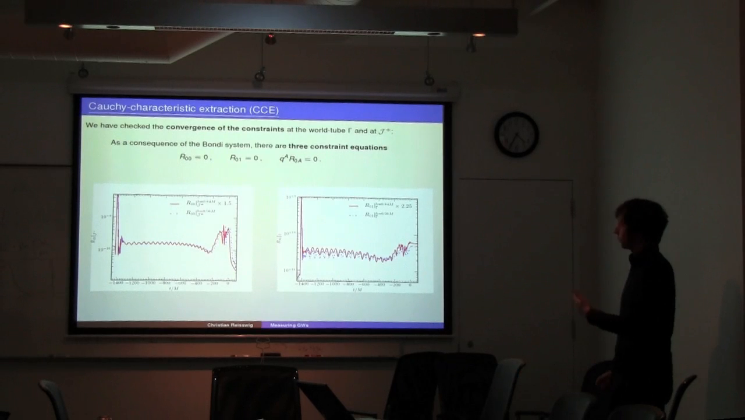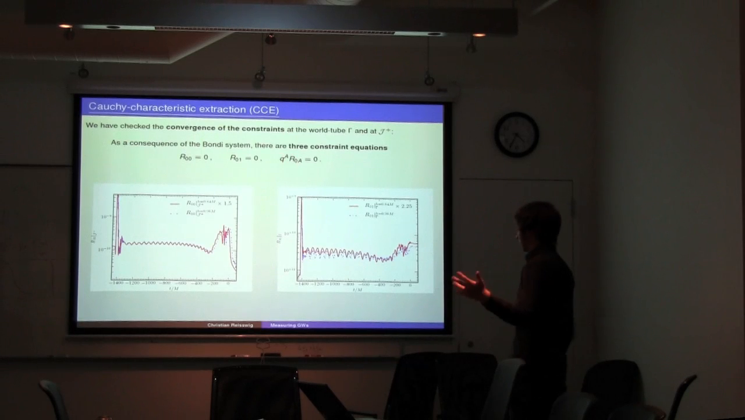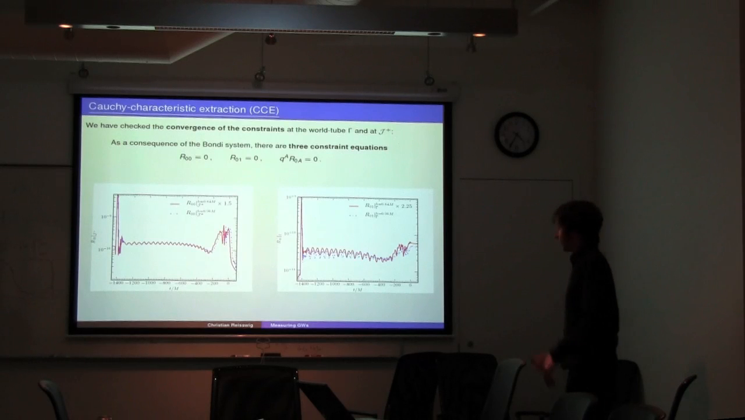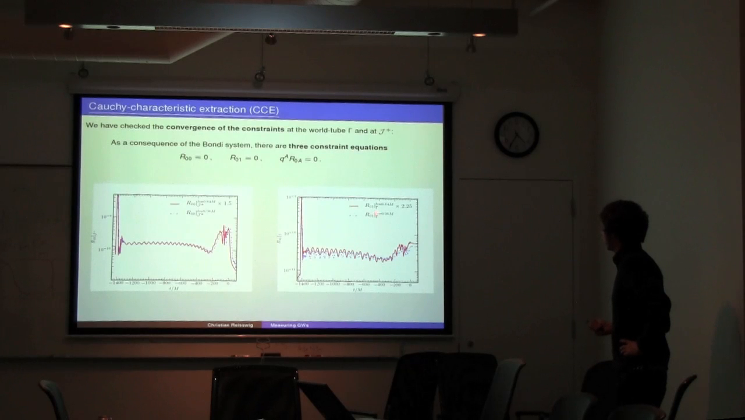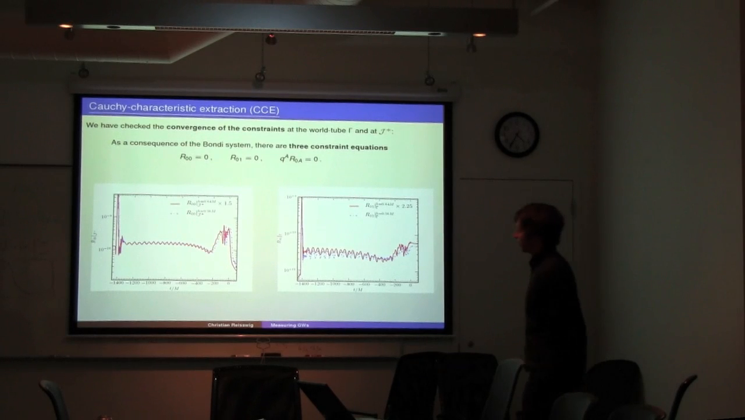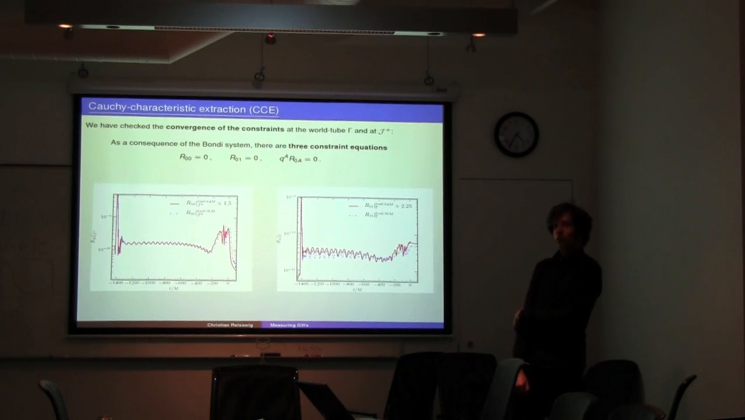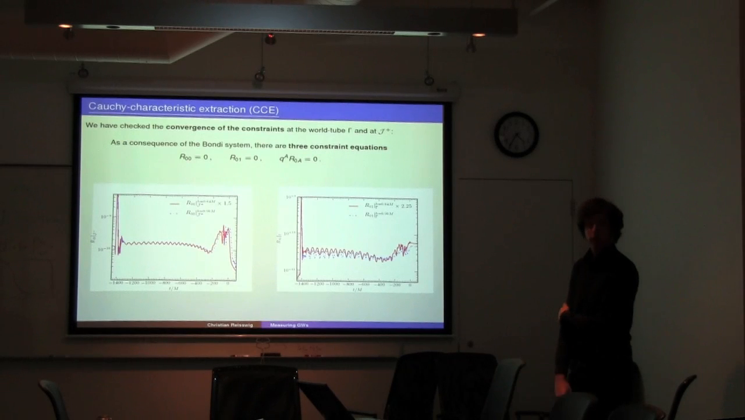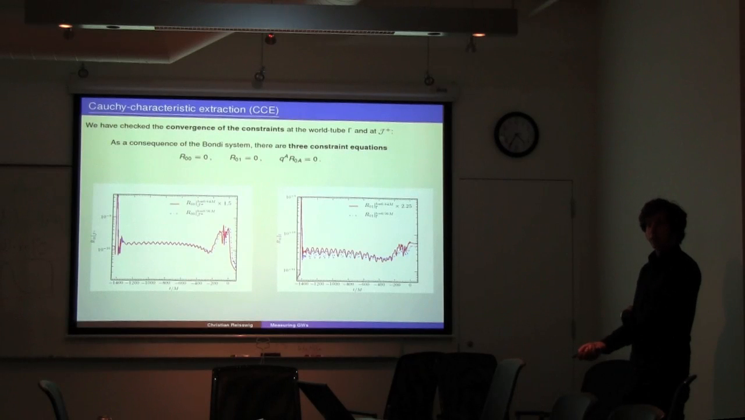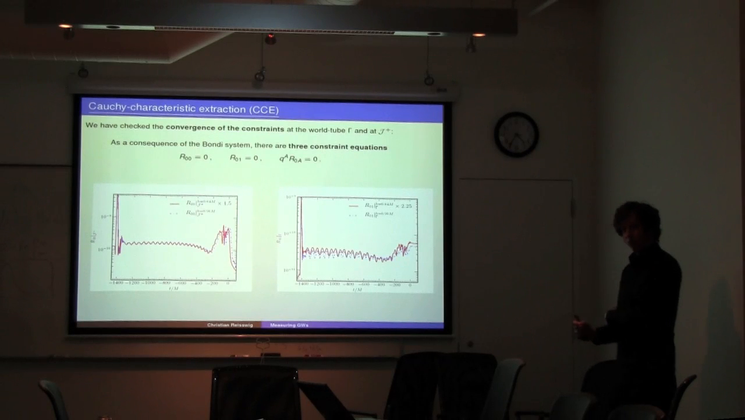The Bondi system gives rise to 3 constraint equations, which are contained in the Ricci tensor, so R00, R01, and R0A, contracted with one of the dyad components that represents the spherical metric. And we see second order convergence at the world tube of, for example, R01. Here we only see first order convergence of R00 at Scri plus, but I must also say that currently in the code, in the transformation from the Cauchy metric to the Bondi-Sachs metric, there's one component that is only first order accurate.